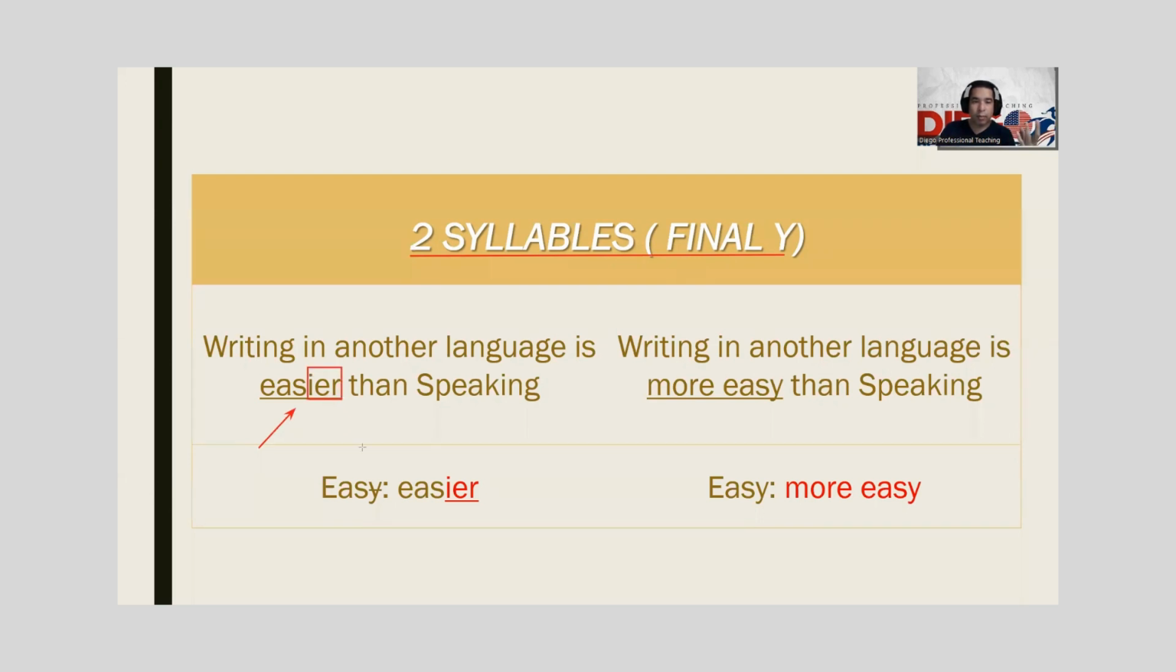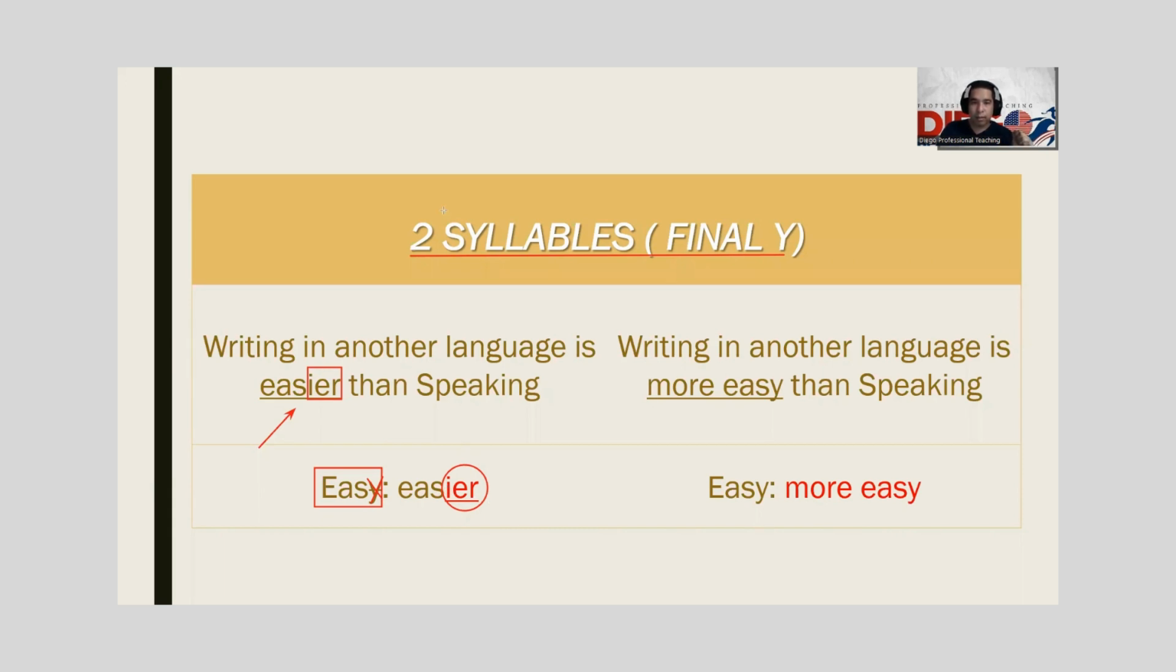IER. What happened in this case? The adjective is the word easy. What did I do with the word easy? I erased the Y, I changed it for an I, and I add the word ER. I repeat, when the word or the adjective, the word you're using to compare, ends in Y, what do you have to do? You have to eliminate the Y, change it for an I, and add ER.